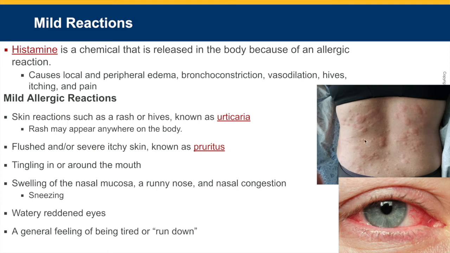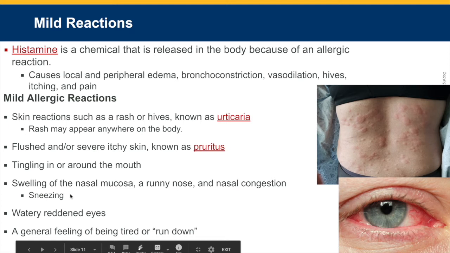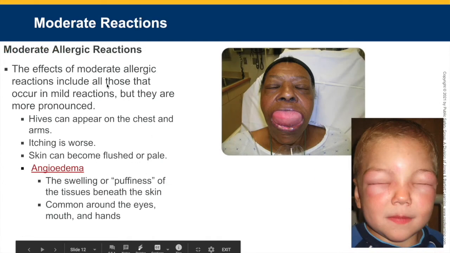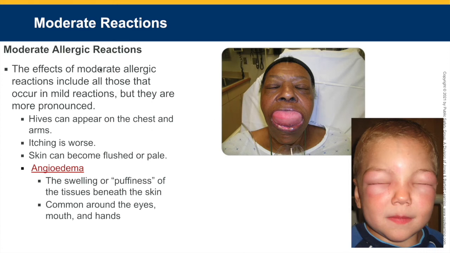But as we start to think about those two systems, our respiratory or circulatory system being affected, that's life-threatening. We need to think about those. So watery, reddened eyes, yeah, it stinks, but it is what it is. Being tired or run down. As we get into our moderate, and I'll include some of these in severe as well, this is starting to be serious.